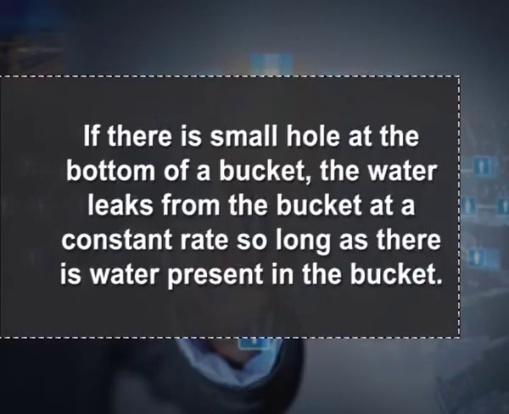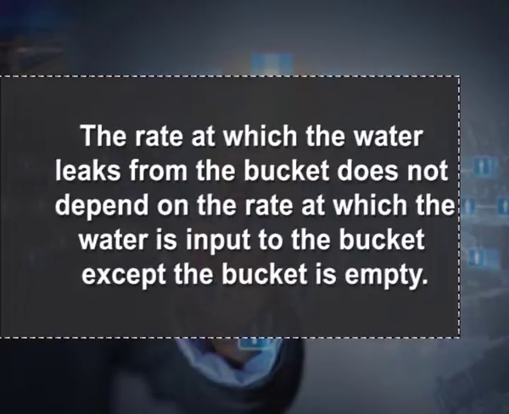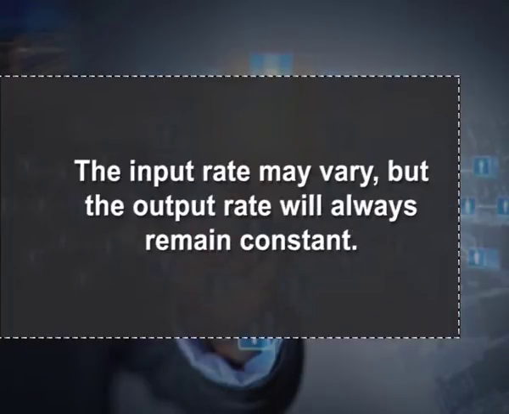If there is a small hole at the bottom of a bucket, the water leaks from the bucket at a constant rate, so long as there is water present in the bucket. The rate at which the water leaks from the bucket does not depend on the rate at which the water is input to the bucket, except when the bucket is empty. The input rate may vary, but the output rate will always remain constant.